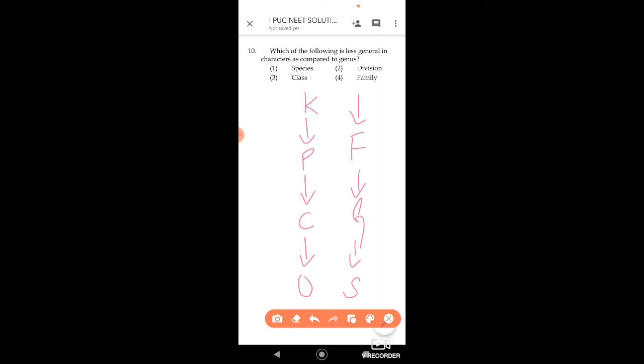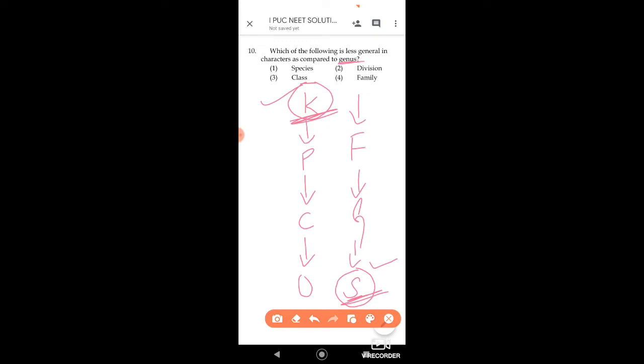So these are the 7 taxonomic categories, where the number of common characters is maximum in organisms placed under the lowest category. So which is the lowest category here? Species. And common characters will be very much decreased with respect to the highest category, that is the kingdom. Now let me tell you, dear students, the question is which of the following is less general in characters. We have to consider the less general characters compared to genus.